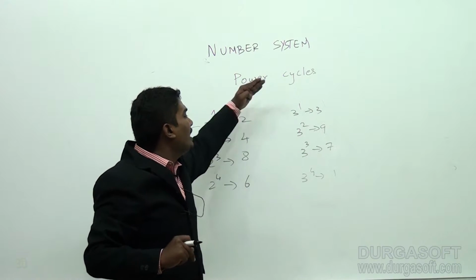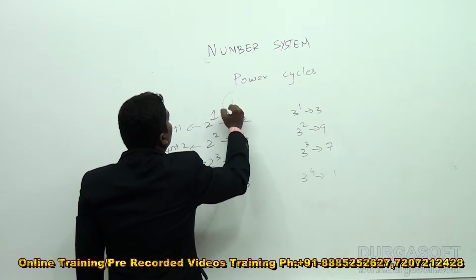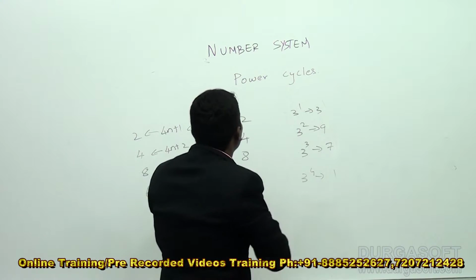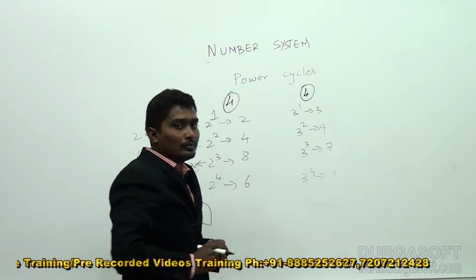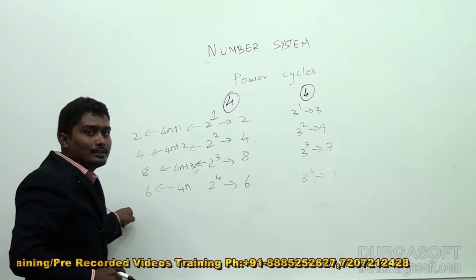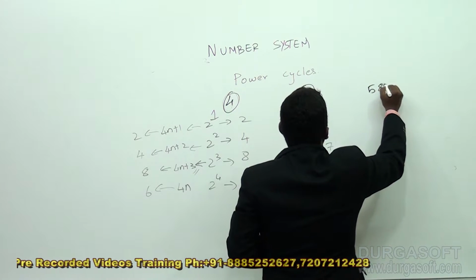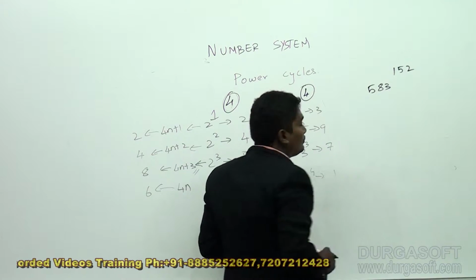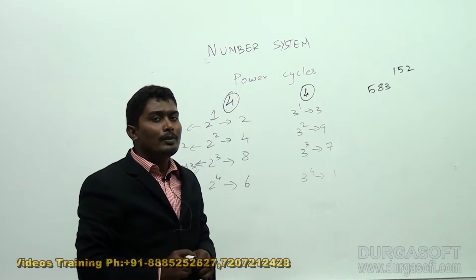So this is how, as the power cycle for 2 is 4, the power cycle for 3 is again 4 itself, which means it will follow the same pattern as the power cycle of 2. However, only the values are changed. For example, if I give you a different number like 583 to the power 152, what will be my remainder?